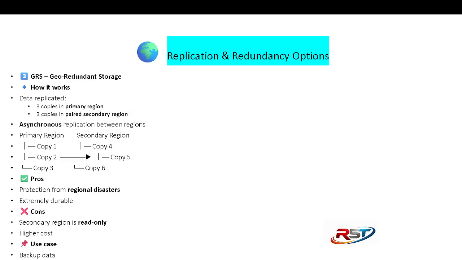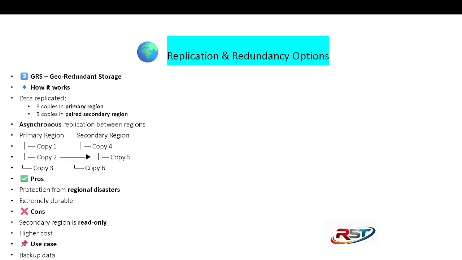Pros: protects from regional disaster. Even if a region goes down, there is no impact. We can get the data from the second paired region. Extremely durable. If one region fails, the other region will work, and from the other paired region we can get the data. So this is very durable and our data won't be lost.